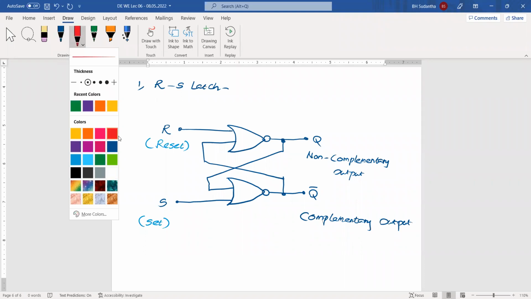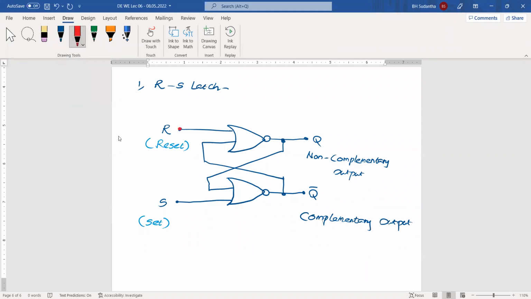Here we have two input lines, R and S. These are two input lines, and these are the output lines. Physically we have two output lines, but we say it is a single output line. Why? Q is a non-complementary output. Q bar is the complementary output. Q bar is the same output, but both forms are available at the same time.